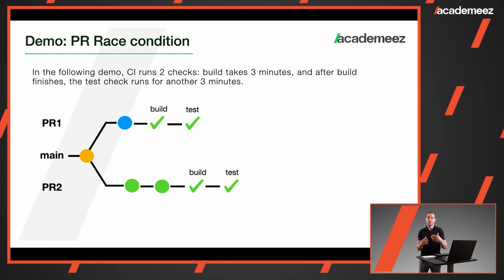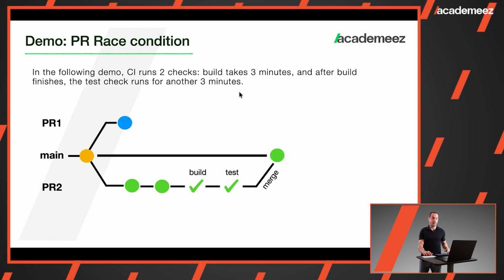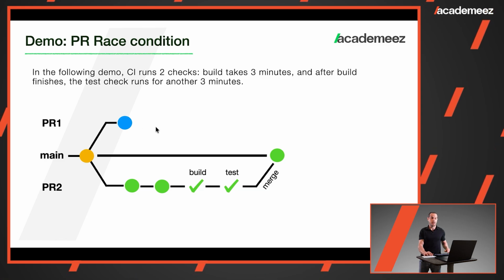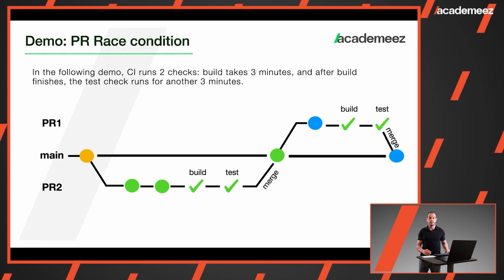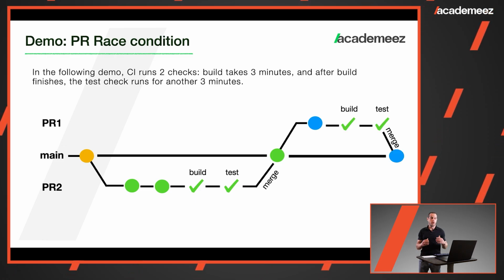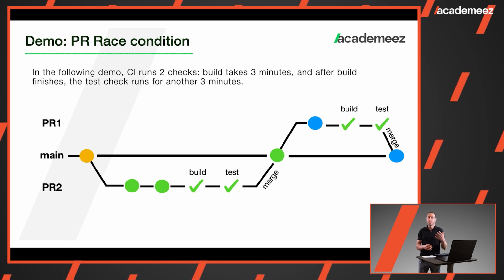And PR2, which started a bit later, also passed the build and test, but PR2 is merging before PR1, which means all the checks that PR1 made are becoming irrelevant. PR1 needs to rebase onto main and then pass the checks again before he can merge his code. So we call that the PR race condition problem. And this is one of the biggest problems that merge queue helps solve.